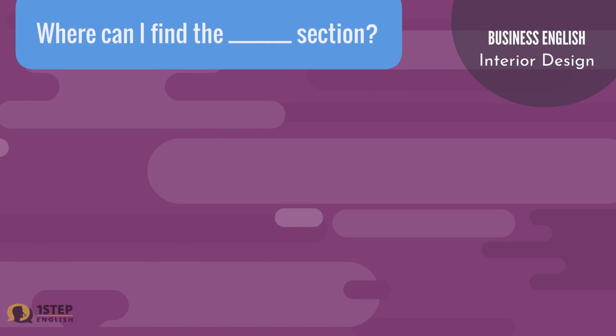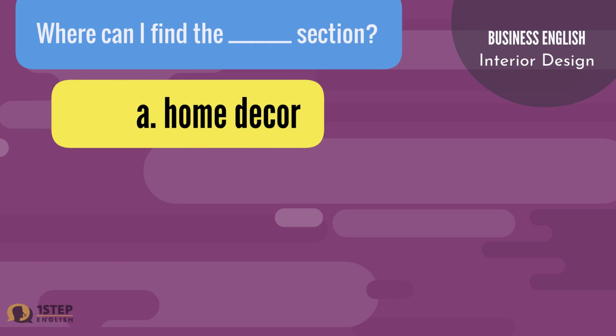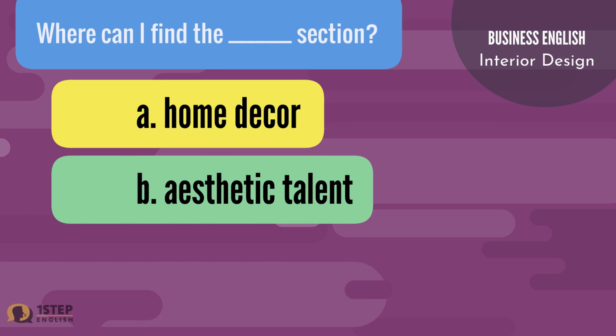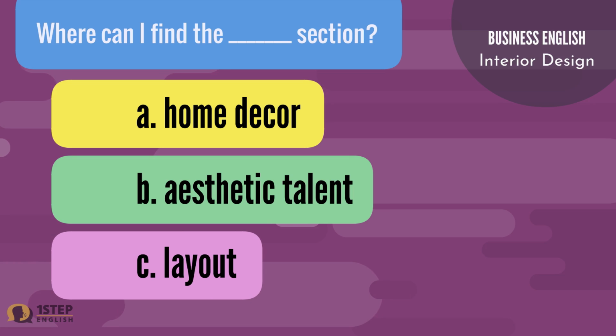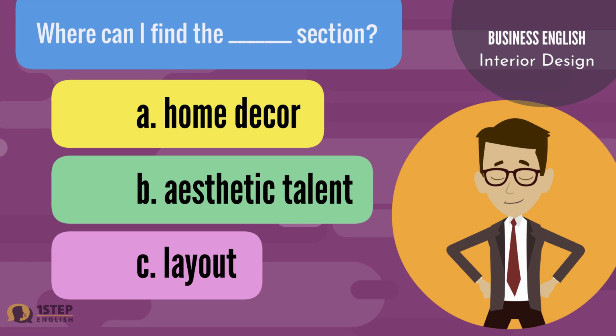Where can I find the blank section? Letter A. Home decor. Letter B. Aesthetic talent. Letter C. Layout. The correct answer is letter A. Home decor. Where can I find the home decor section?